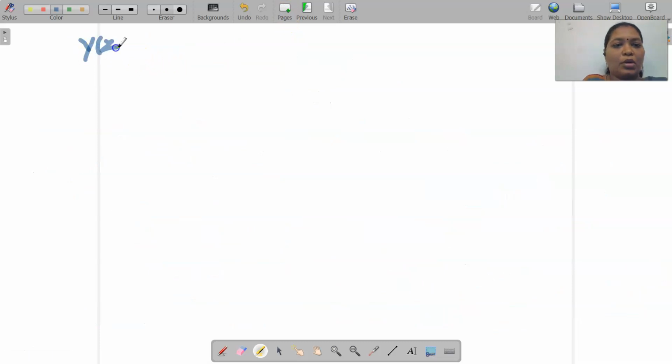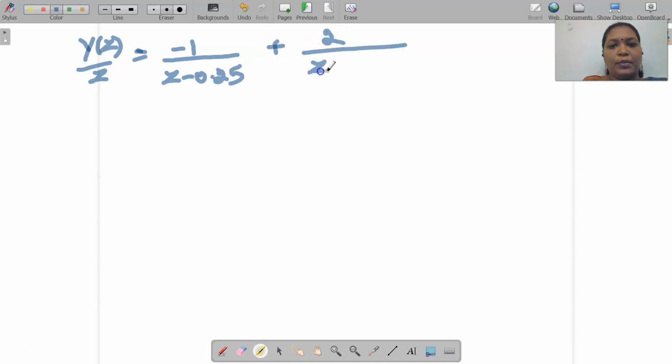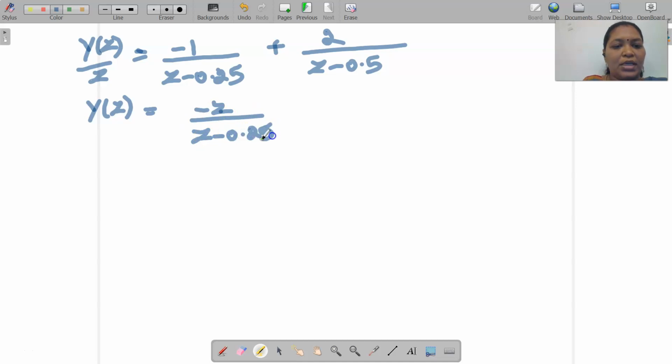So Y(z)/z is minus 1 by z minus 0.25 plus 2 by z minus 0.5. So take z to the right hand side. So at the final step we can take z to the right hand side. So minus z by z minus 0.25 plus 2z by z minus 0.5.